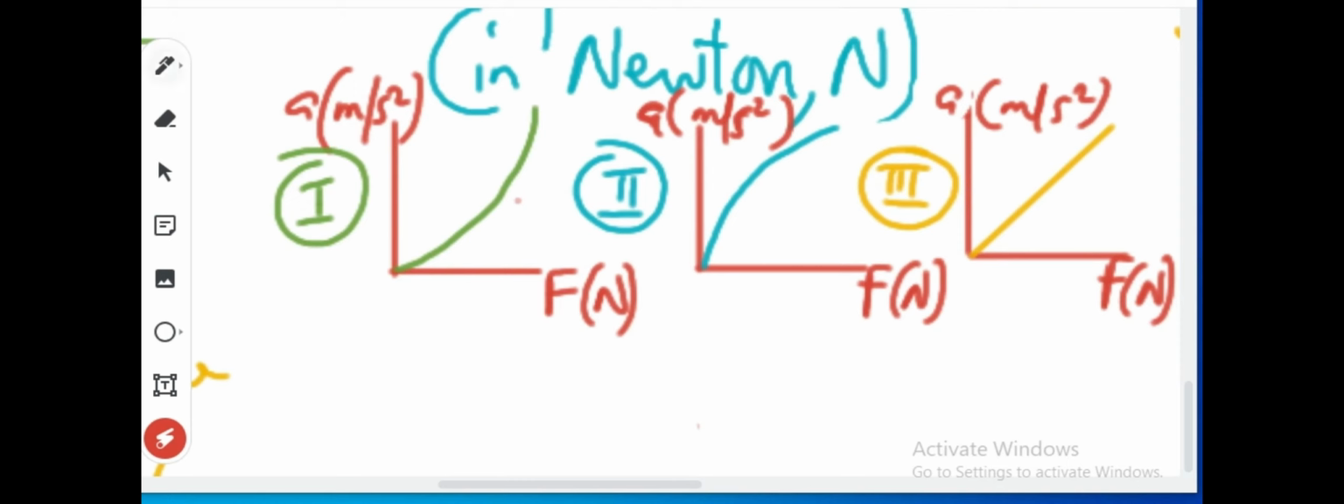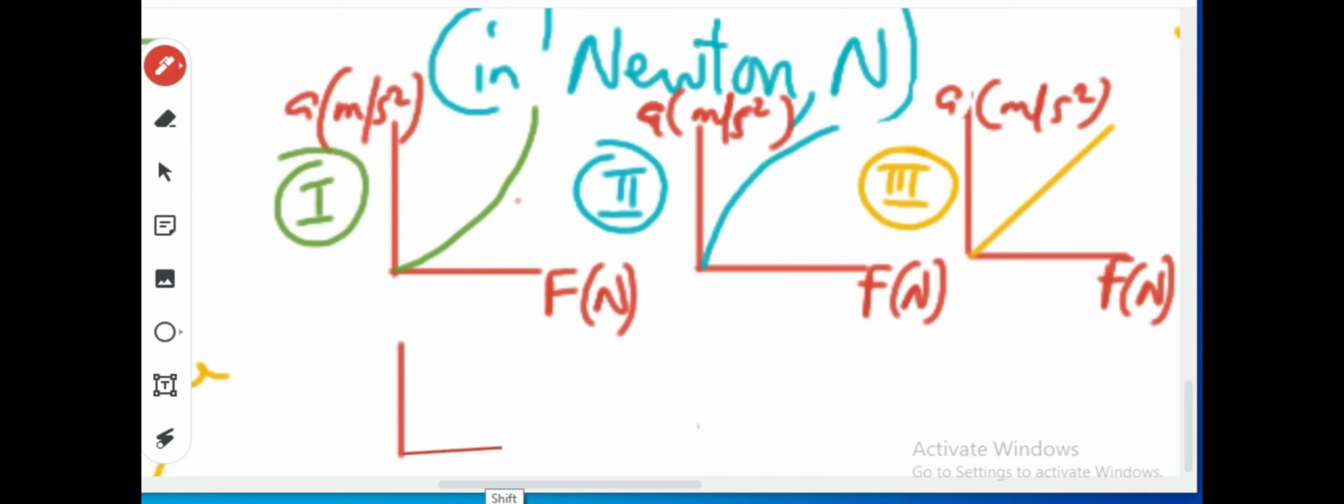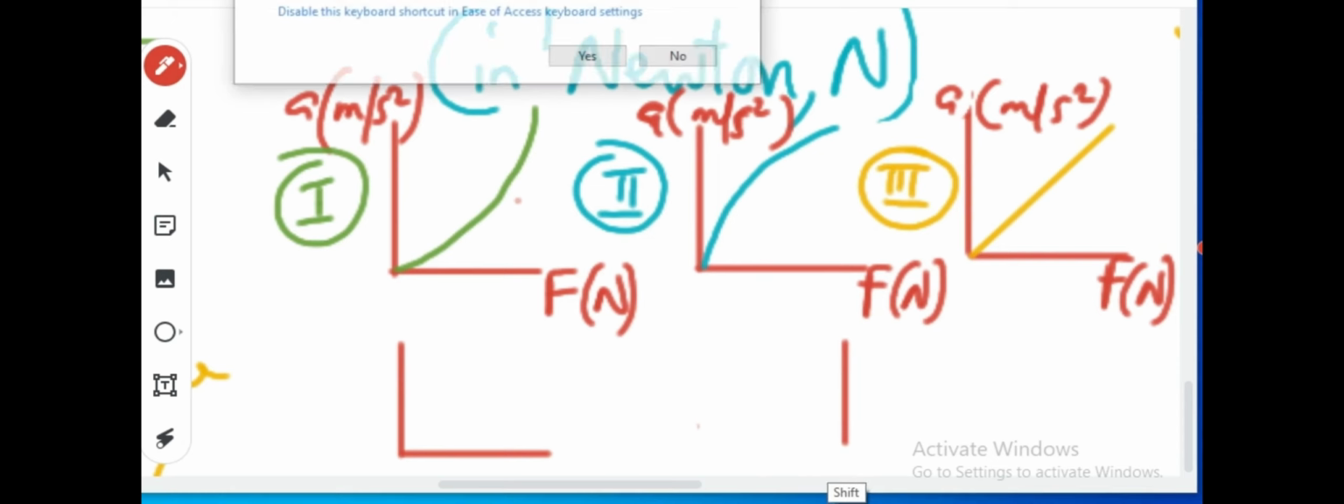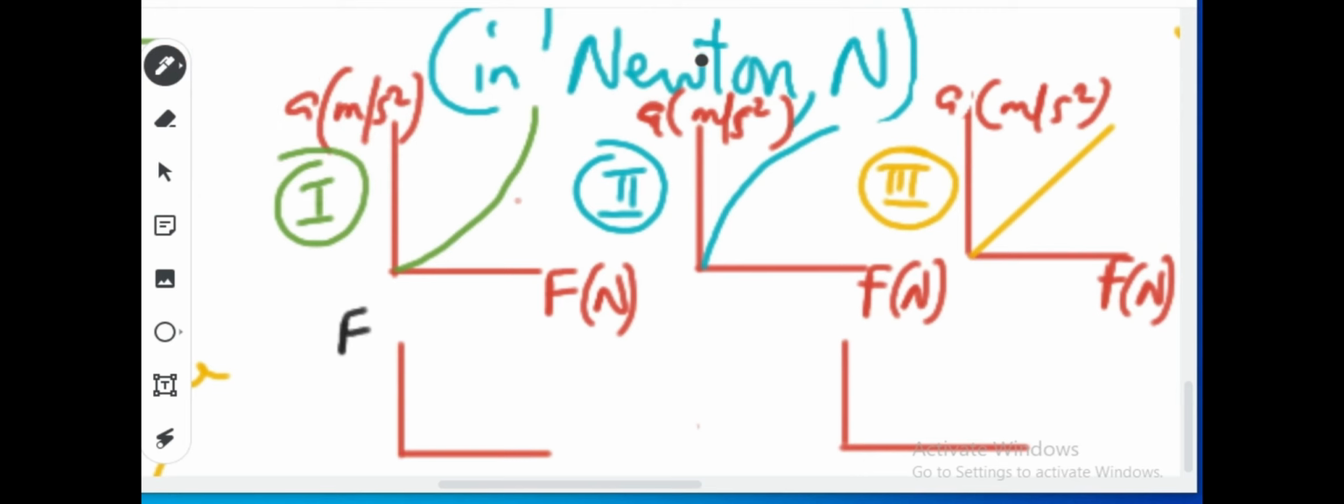Okay, now I want you to see this. I need you to see this. This one is where I'm going to, and it's getting really interesting. Let's see this. Look at this. Let me make it easier before I do it the other way. F in Newton, acceleration in meter per second squared.